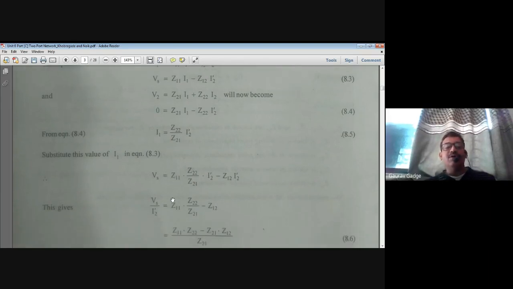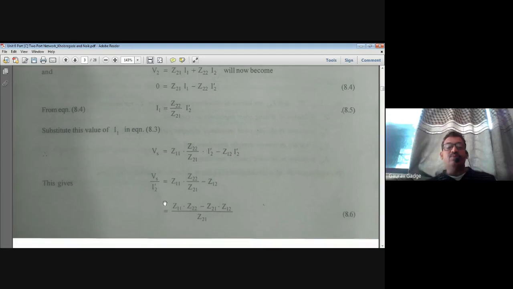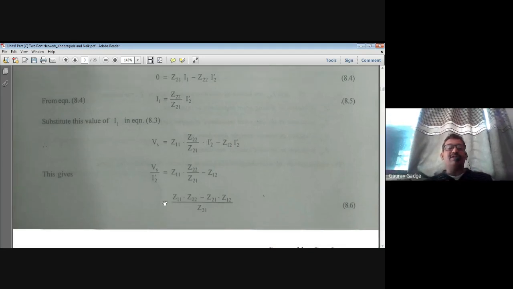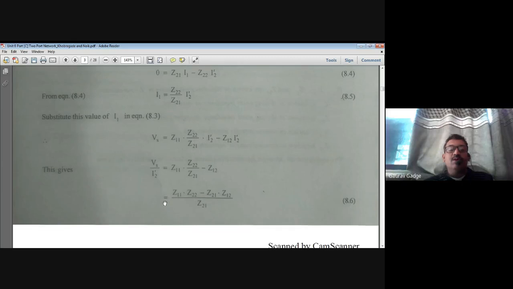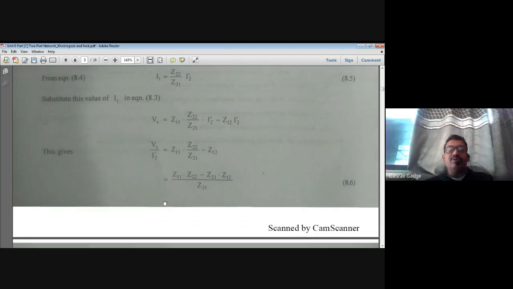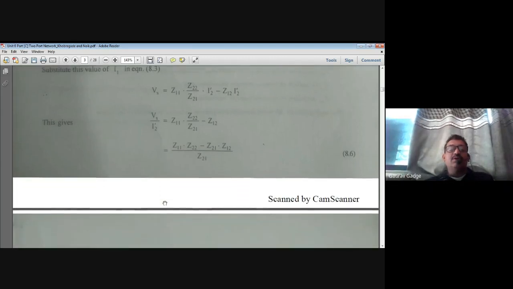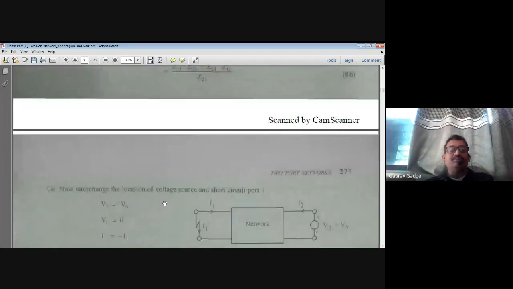You get Vs is equal to this, and by taking I2 dash common, what we are getting is Vs upon I2 dash. It means it relates what? The input source voltage with the short circuited current on the secondary port, that is the secondary side. So Vs upon I2 dash is equal to this. This is Vs upon I2 dash.